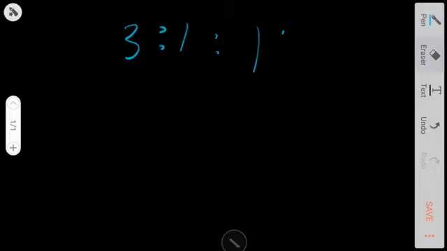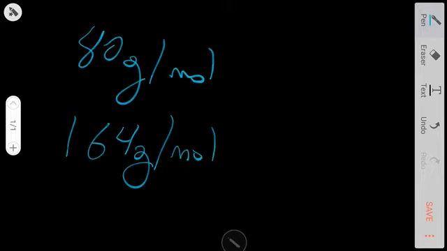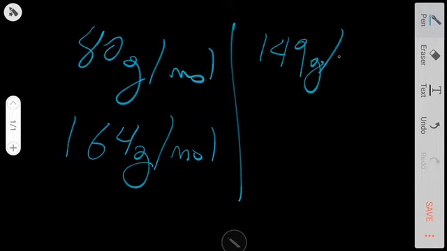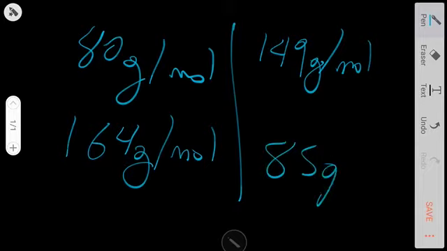Fantastic. Now I would suggest you take a moment, maybe pause the video, and calculate the molar mass for each of the reactants and each of the products. For ammonium nitrate, you should have 80 grams per mole. For sodium phosphate, you should get about 164 grams per mole. On my product side, for ammonium phosphate, you should get 149 grams per mole. And for sodium nitrate, around 85 grams per mole.